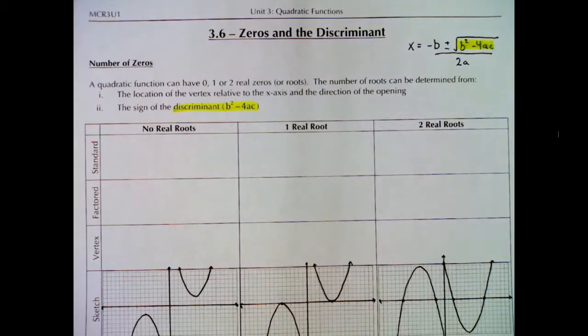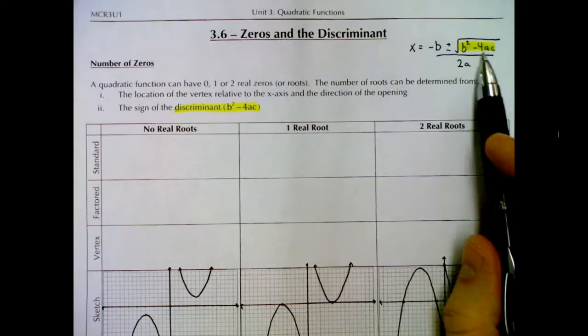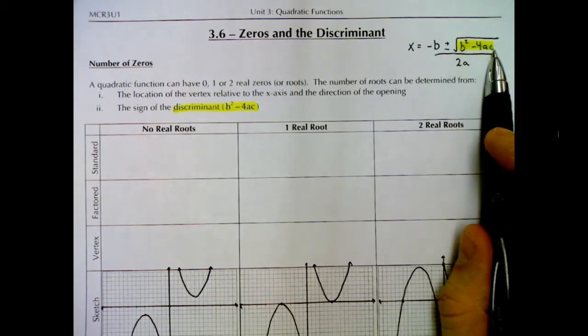And the number of our roots is going to be determined from a couple of things: the location of the vertex relative to the x-axis and the direction it opens. Alternatively, we could use the sign of the discriminant. So you might ask what the discriminant is. Well, the discriminant is the part of the quadratic formula underneath the square root sign.